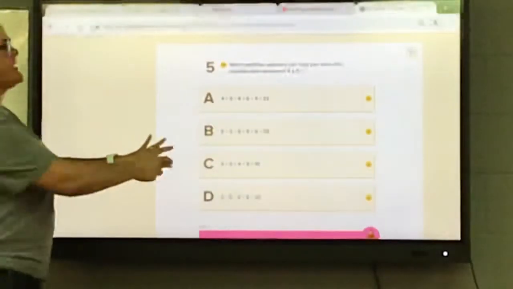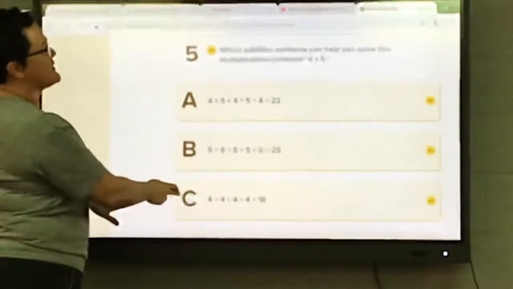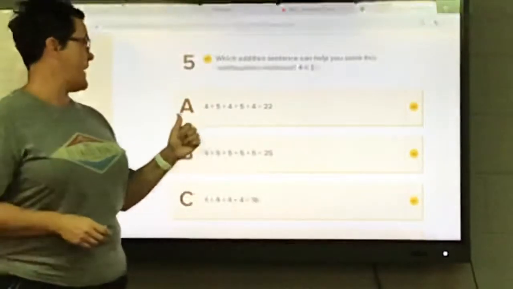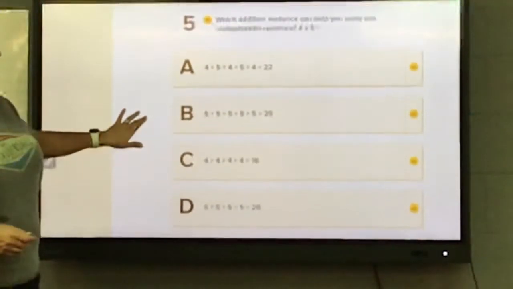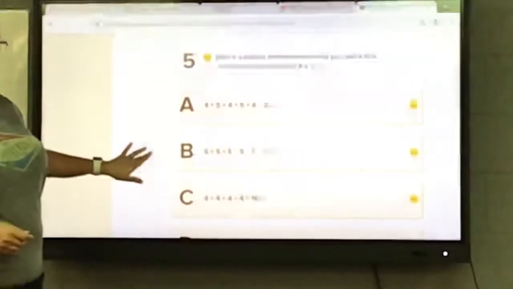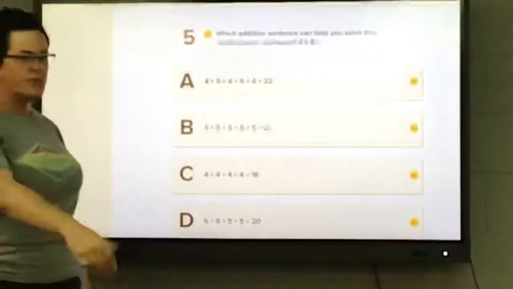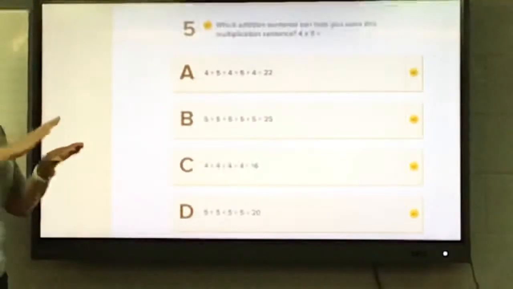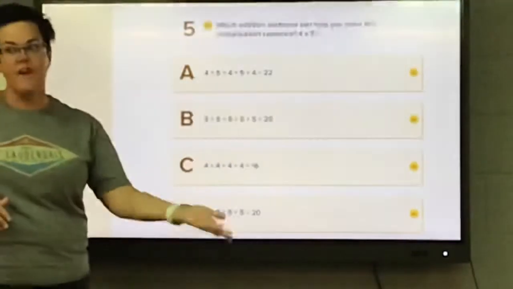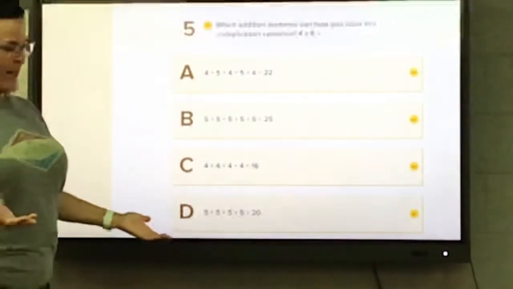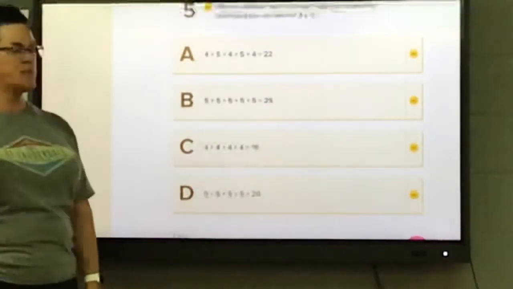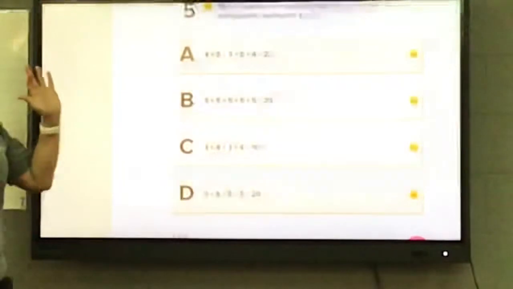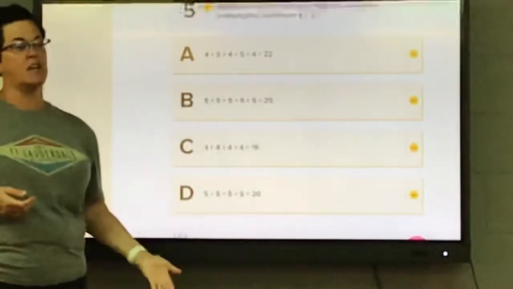Which addition sentence can help you solve this multiplication sentence? 4 times 5. Is it 4 plus 5 plus 4 plus 5 plus 4 gives us 22? Is that 5 plus 5 plus 5 plus 5 plus 5 gives us a product of 25? 4 plus 4 plus 4 plus 4 gives us a product of 16? Or 5 plus 5 plus 5 plus 5 gives us a product of 20.